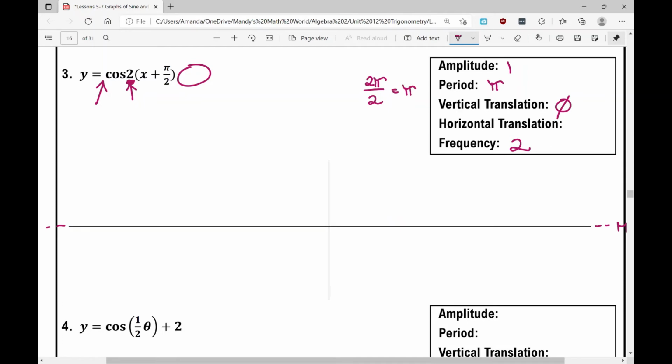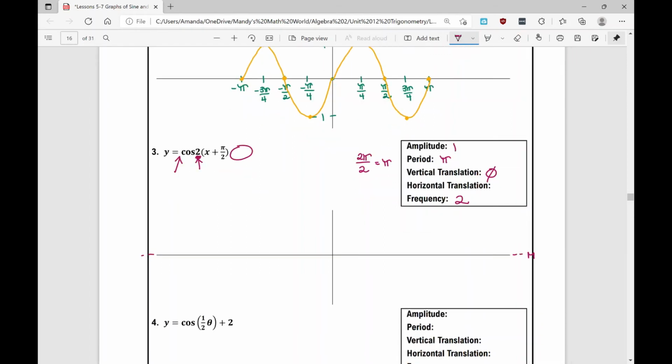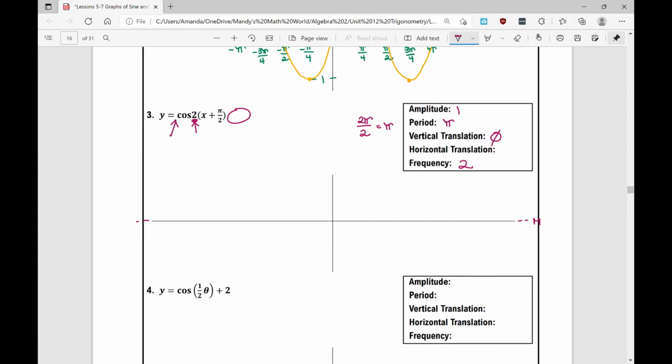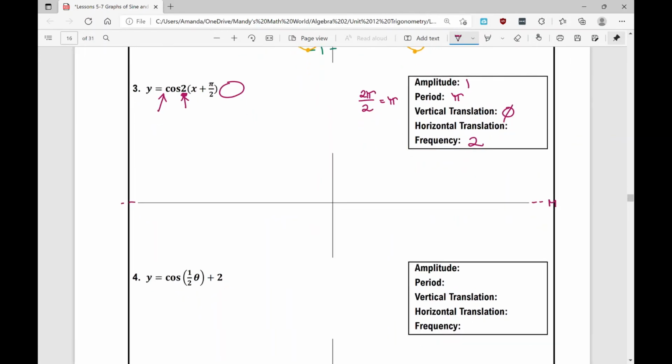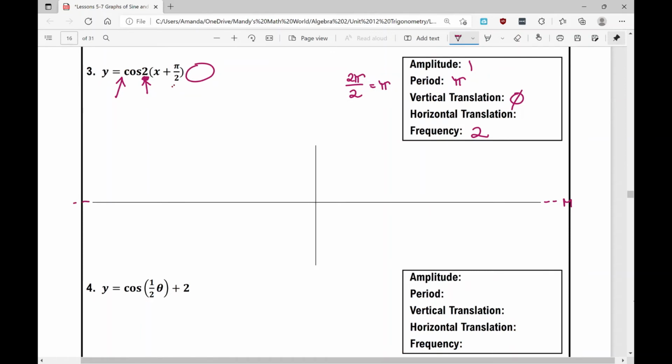In our previous example, I'm going to go back up to it. Our one period was pi, that's the length of one cycle, and we counted by fourths to get there. So that's how we're going to be labeling our whole x-axis, by fourths, or pi over 4, if you will. And we do have a horizontal translation for this one. In this case, our horizontal translation is inside the parentheses, it's pi over 2.